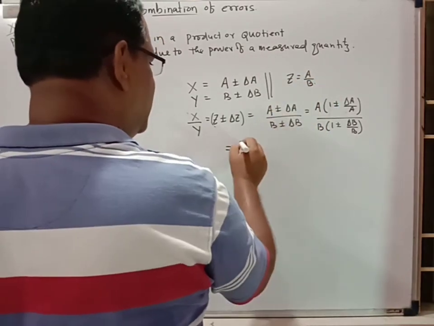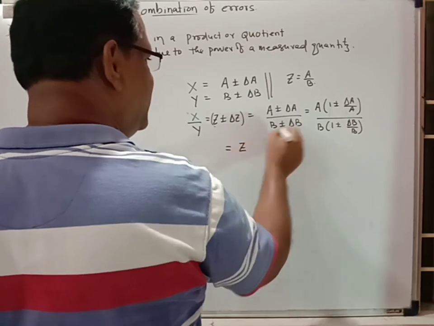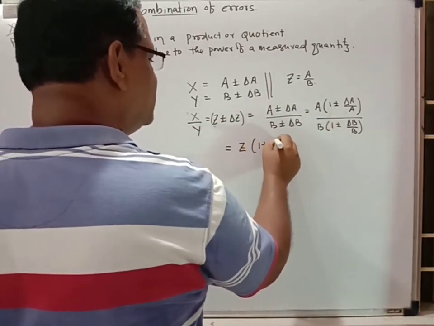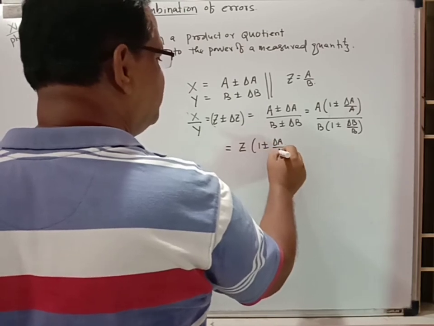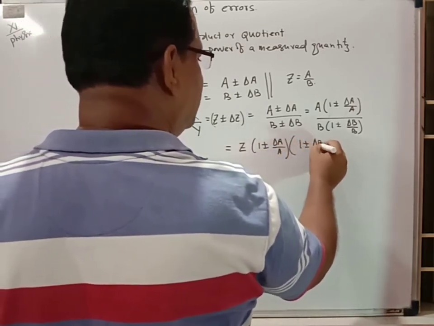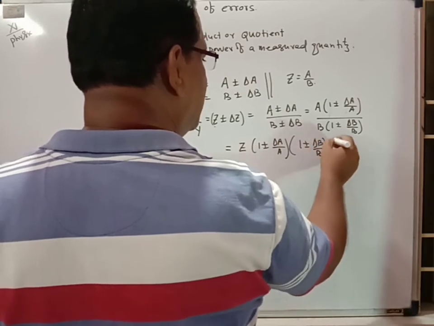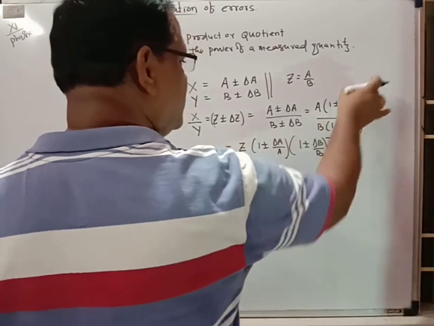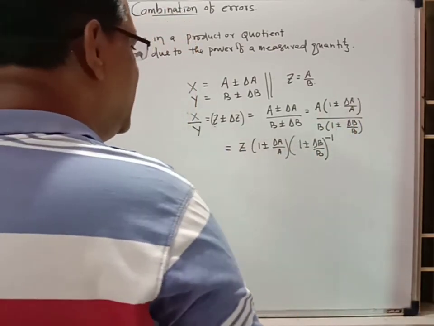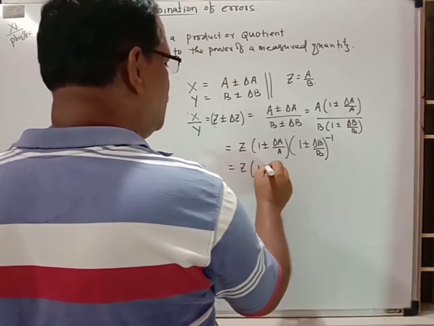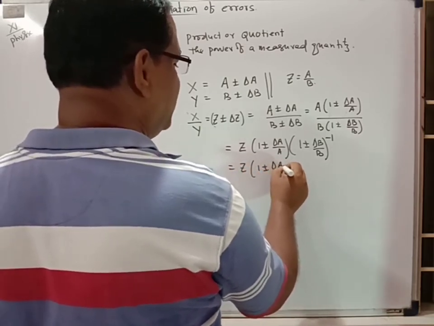So it can be written as Z = A/B, where A/B can be written as Z(1 ± ΔA/A) multiplied with (1 ± ΔB/B) to the power minus 1, because this part is the denominator, so it will come as minus 1. And this equals Z(1 ± ΔA/A).